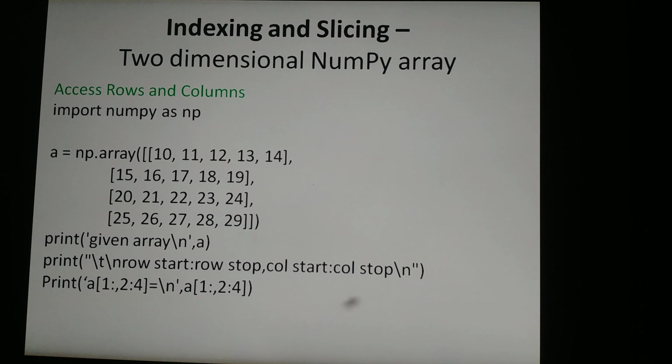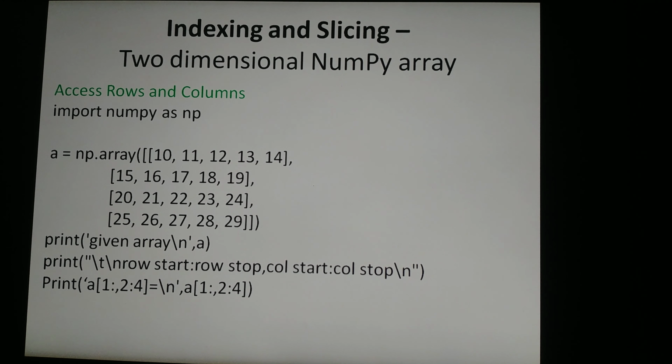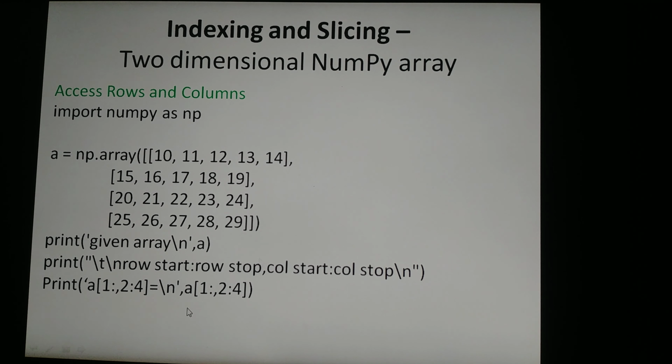Hello students, we are going to see about the accessing of rows and columns in a two-dimensional NumPy array, which is a continuation video. For more clarity, you can see my previous videos on this. So I have taken a NumPy array with 0, 1, 2, 3, that means 4 rows, and 0, 1, 2, 3, 4, that means 5 columns.